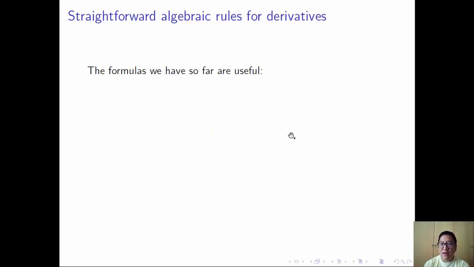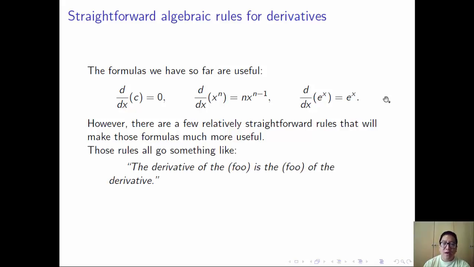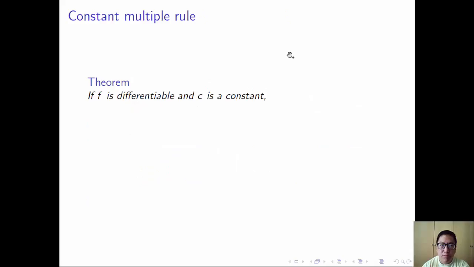Anyway, the formulas that we have so far are useful, so here they are again. The derivative of a constant is 0. The derivative of x to the n is n times x to the n minus 1. And the derivative of e to the x is e to the x. But there are a few relatively straightforward rules that will make these formulas much more useful. And these rules all have the same format. They all kind of look like the derivative of the foo is the foo of the derivative. You may be sitting there wondering what that really means, but I'm saying this in general now because it'll make more sense when you see an example. I just want to warn you that they all look like this.